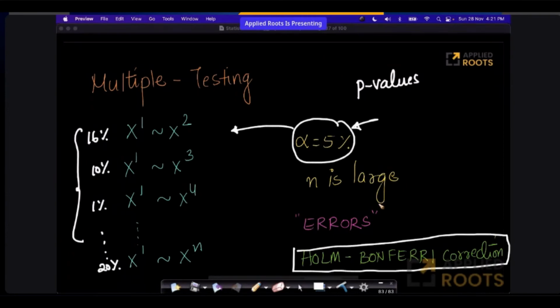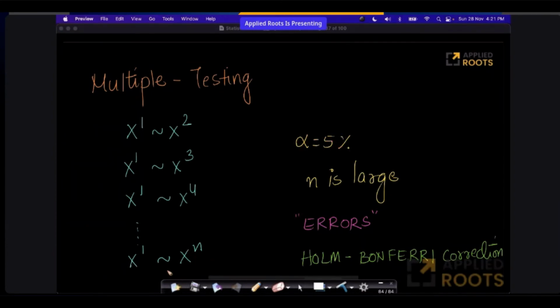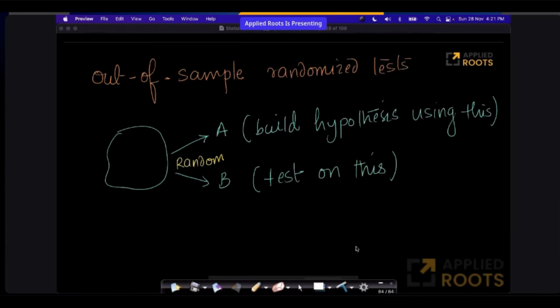That's the core idea behind it. Don't fix this. Keep this changing, especially as the number of multiple experiments or tests that you're conducting increases, make the threshold for the p-values much more stringent. 1% will not cut it. Again, simple solutions, they work reasonably well in practice. This is one that a lot of bioinformatics folks use. Okay, cool. Another much simpler solution, mostly a data science solution, is called out-of-sample randomized tests.